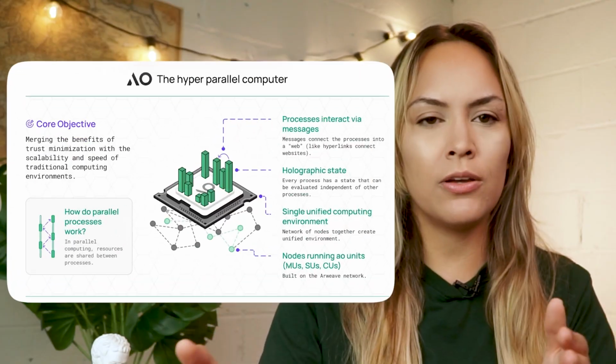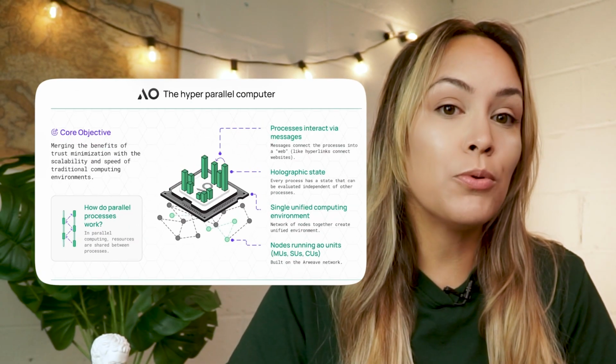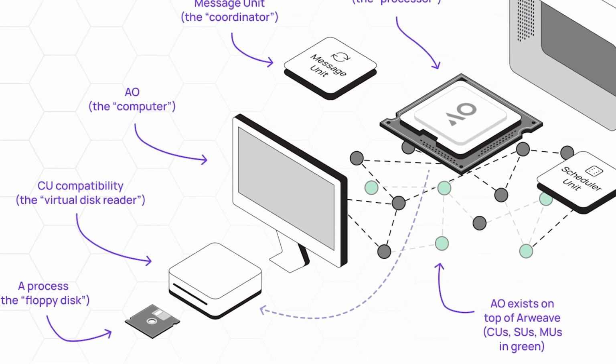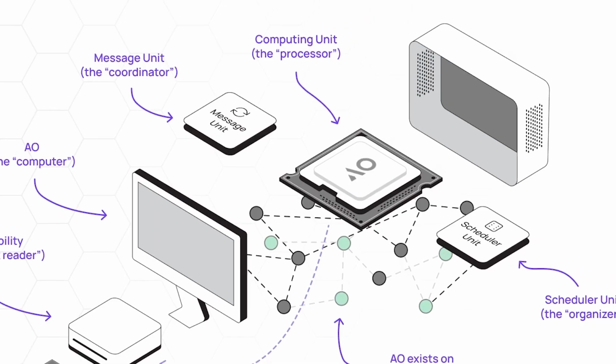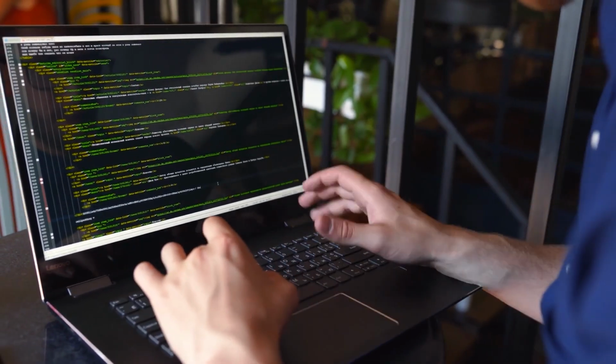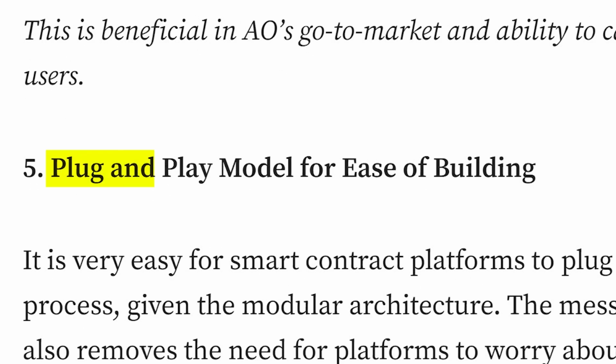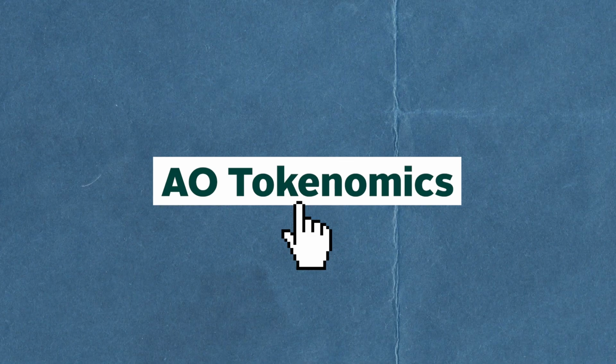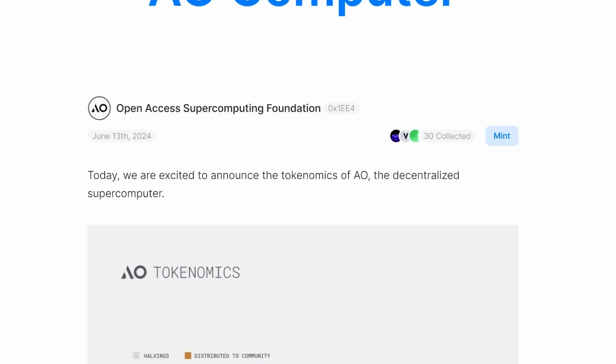One of the benefits of AO's technology is the possibility of infinite scalability. By implementing parallel execution, AO is theoretically able to keep scaling up without issues. This makes it ideal for both small and large-scale applications. AO's architecture helps to maximize resource utilization by enabling sharing and exchanging of cloud resources across its network. Developers can also enjoy the flexibility of its modular plug-and-play model to easily swap components when building and integrating new applications. On June 13th, AO announced the launch of its native token, AO, alongside its tokenomics.